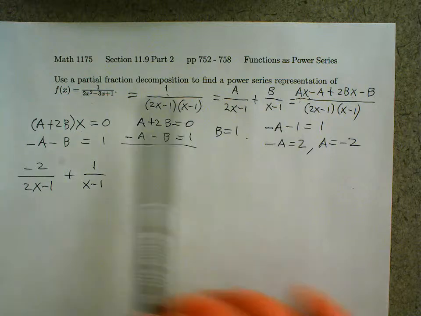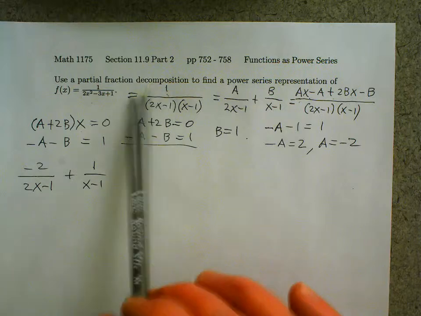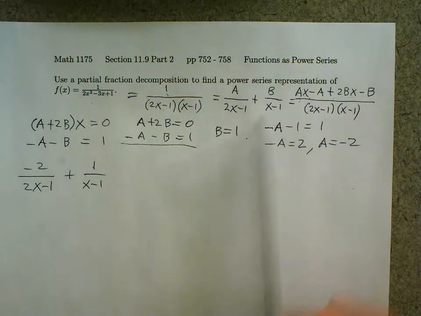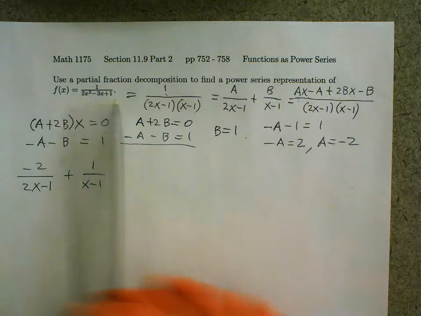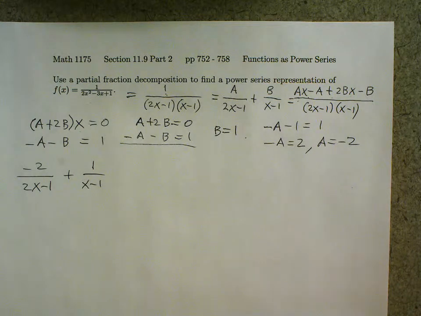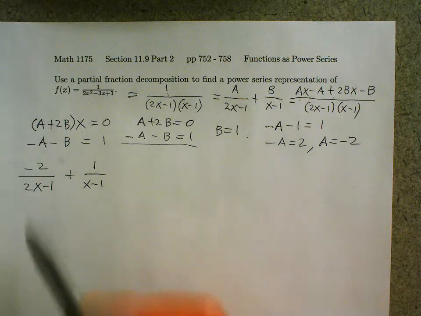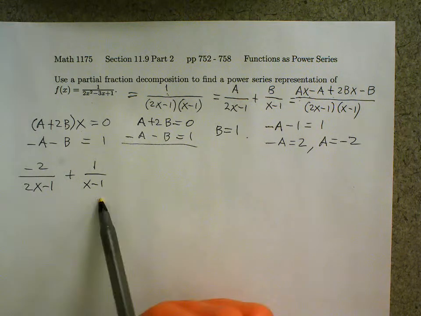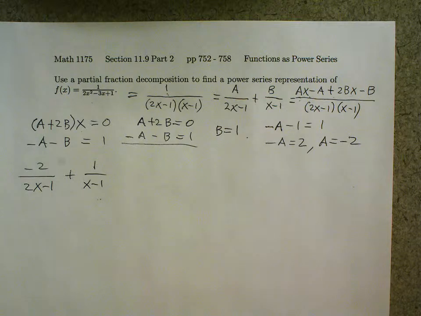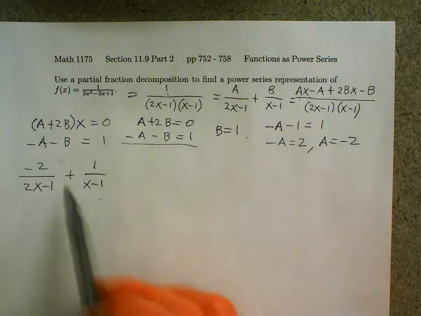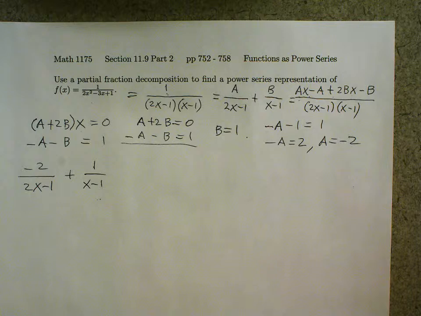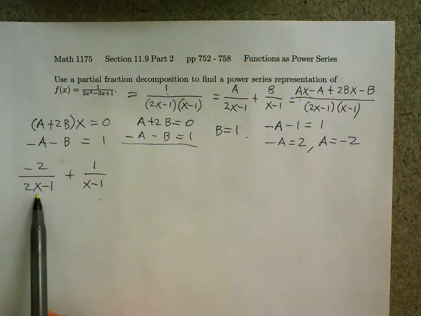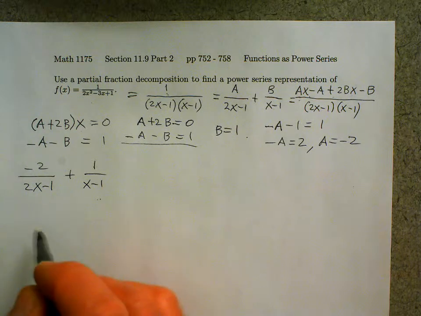So the goal is to use a partial fraction decomposition, which is what we did, to find a power series representation for the rational function. So we'll find power series representations for each of those two rational functions, and then we'll add them together. So let's do one at a time. Negative 2 over 2x minus 1.